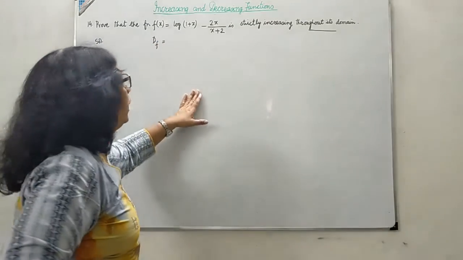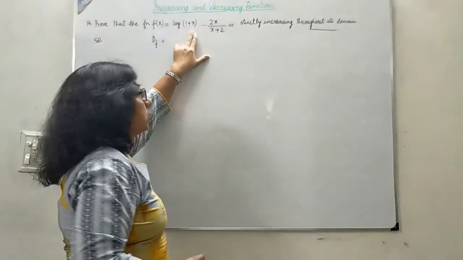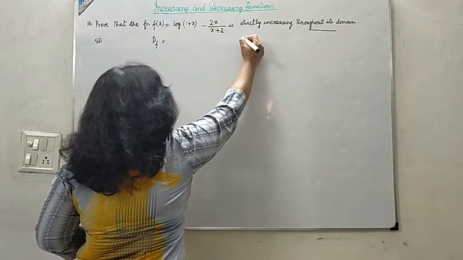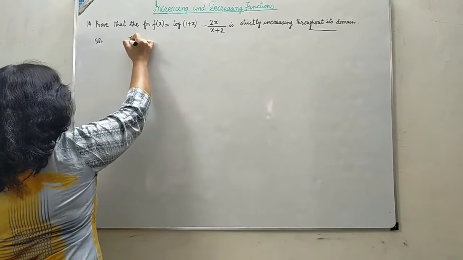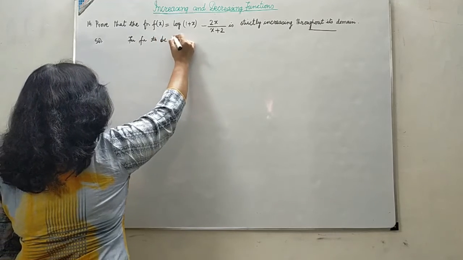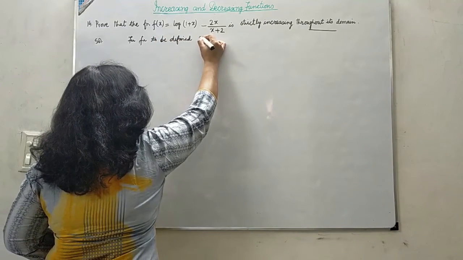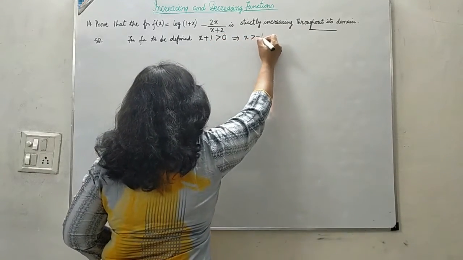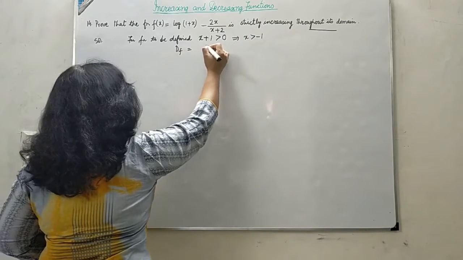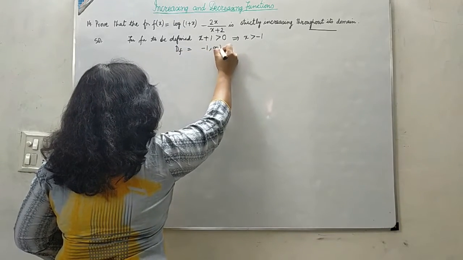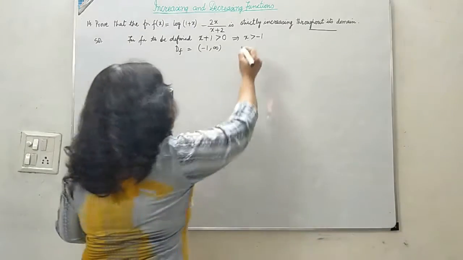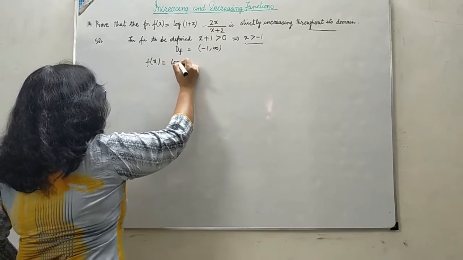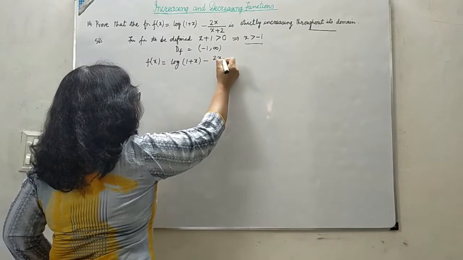You know that the domain for a logarithmic function is only positive numbers. So that means x + 1 should be greater than 0. For the function to be defined, x + 1 must be greater than 0. That means x must be greater than -1. That means the domain of the function is -1 to infinity, open interval, or you may write x greater than -1.